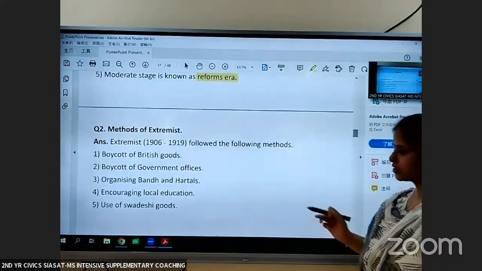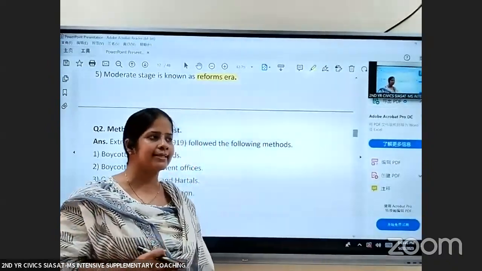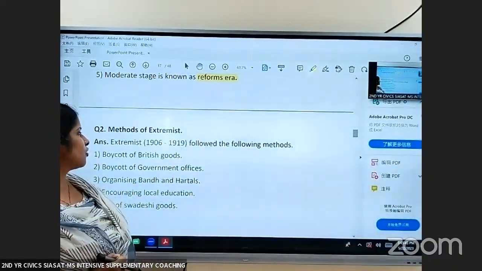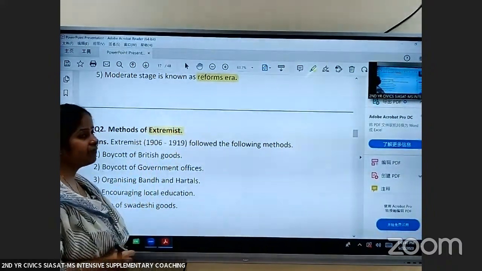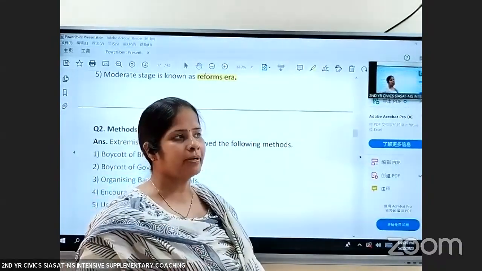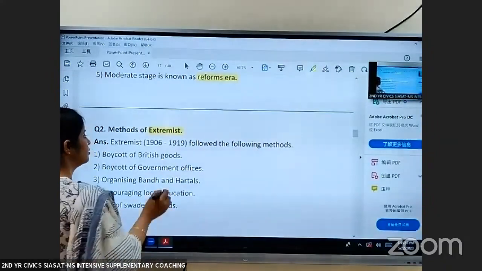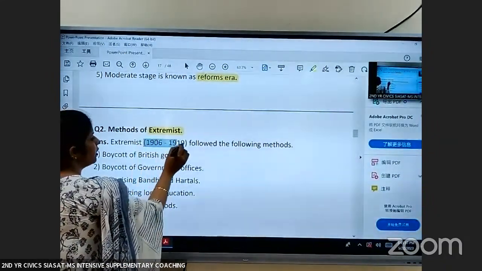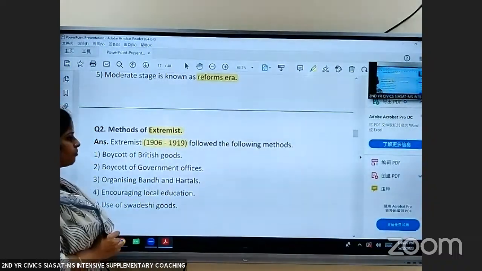That is extremist. Just now I told you, the Indian national movement is divided into three stages. The second stage of the Indian national movement is extremist. They were completely against the Britishers. They never believed in cooperation. They always opposed the Britishers. The period between 1906 and 1919 was the extremist period.